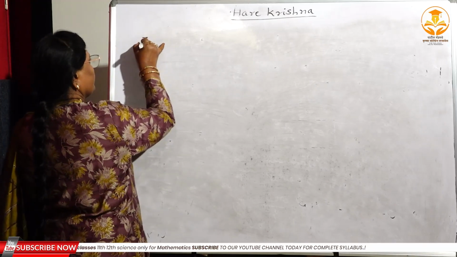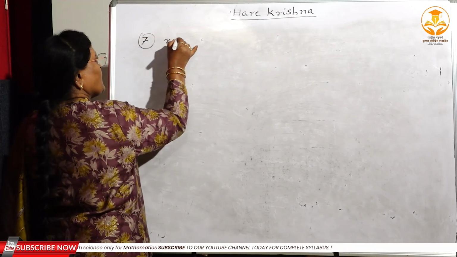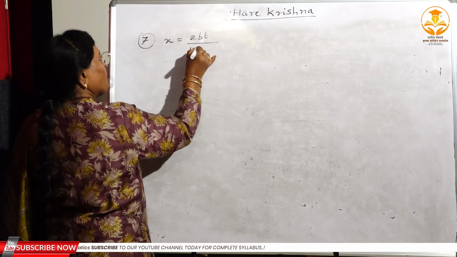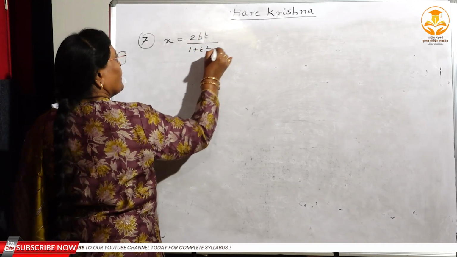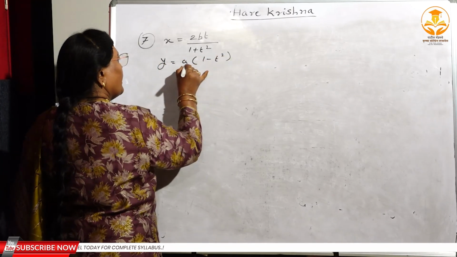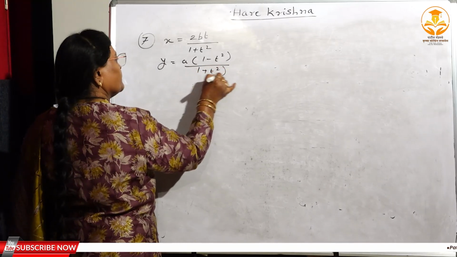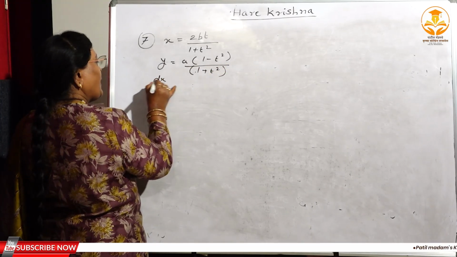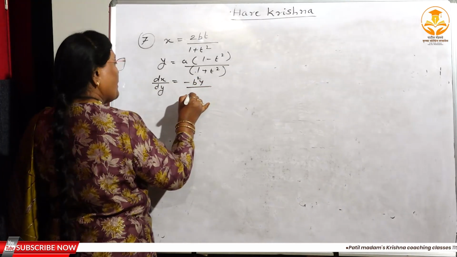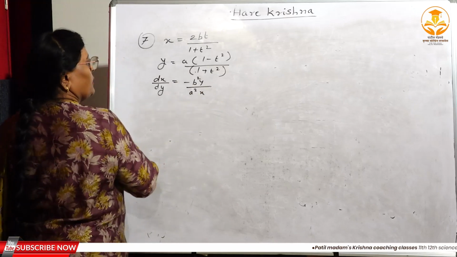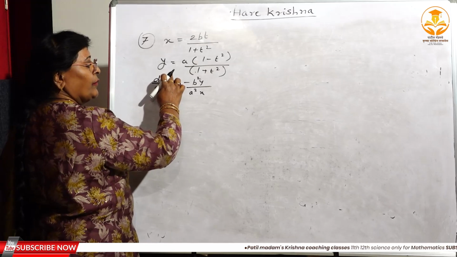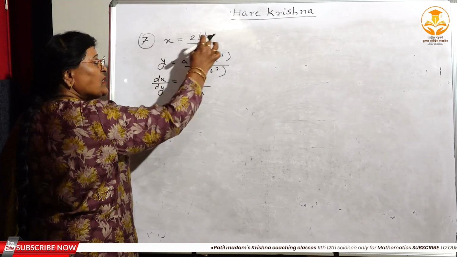x is equal to 2bt divided by 1 plus t square, and y is equal to a into 1 minus t square divided by 1 plus t square, right? dx divided by dy, you have to prove as minus b square y divided by a square x. Now see, again there are 3 methods. You can do directly with respect to t, or you can substitute, right?